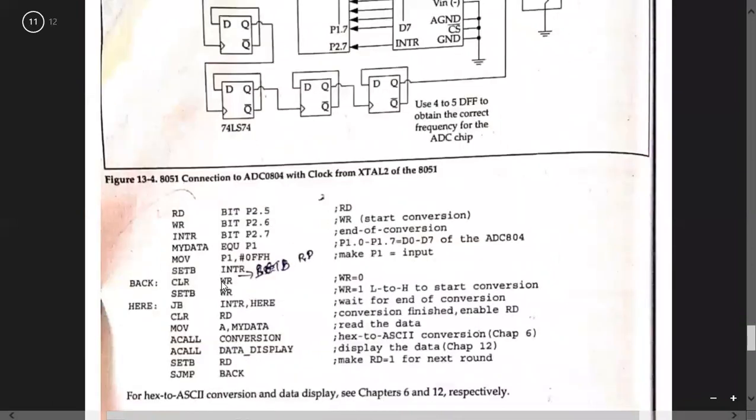Then initially, we are just clearing WR. Why does this clear WR have to be done? If there is any previous data or anything there, I'm just clearing it off. Okay, got it? These are all the initial steps. Then from here, from the set B WR, I am going to start the steps which I studied before.